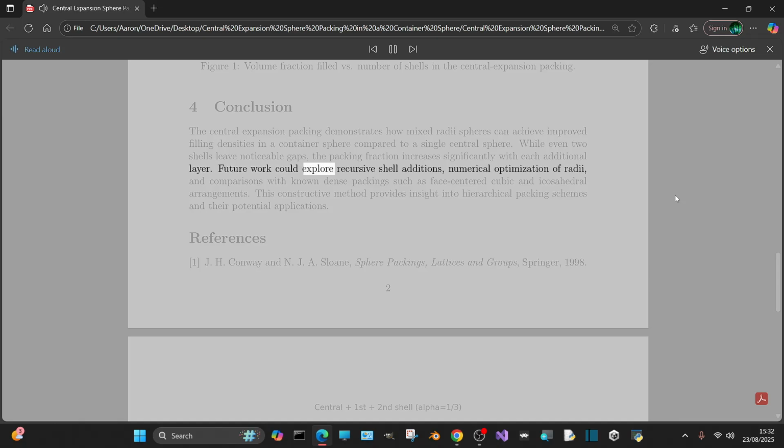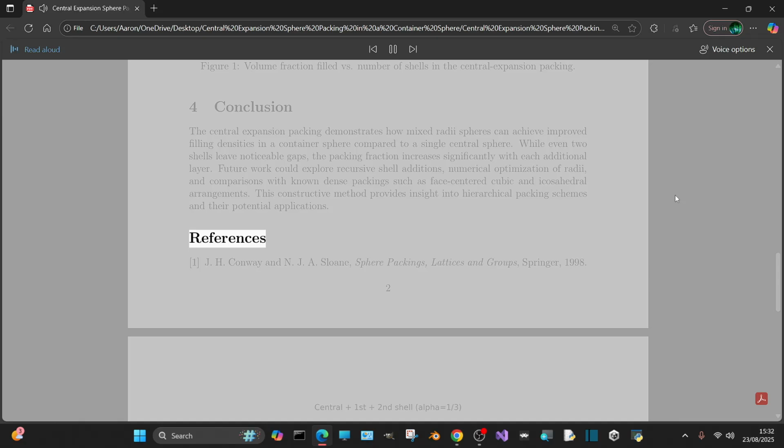Future work could explore recursive shell additions, numerical optimization of radii, and comparisons with known dense packings such as face-centered cubic and icosahedral arrangements. This constructive method provides insight into hierarchical packing schemes and their potential applications.